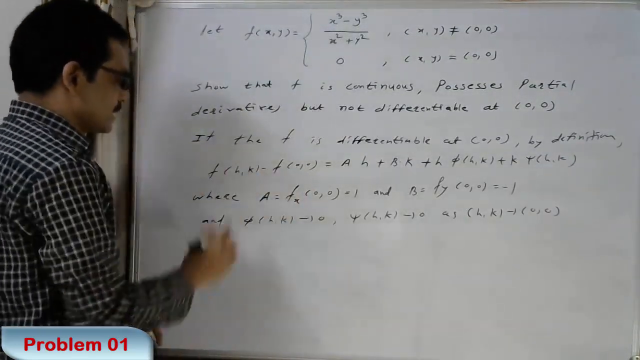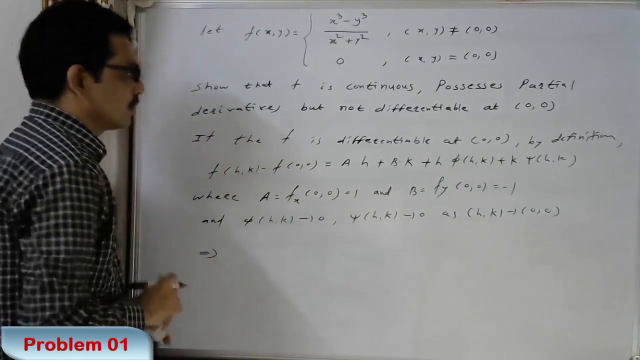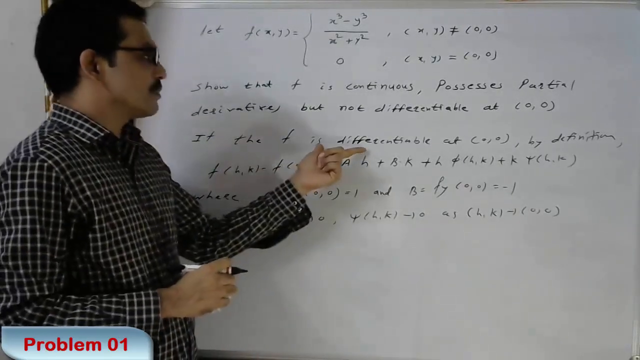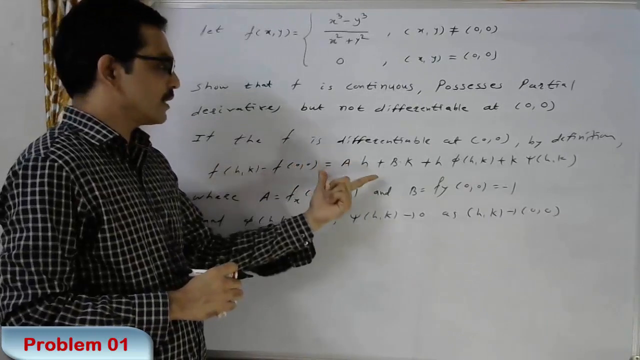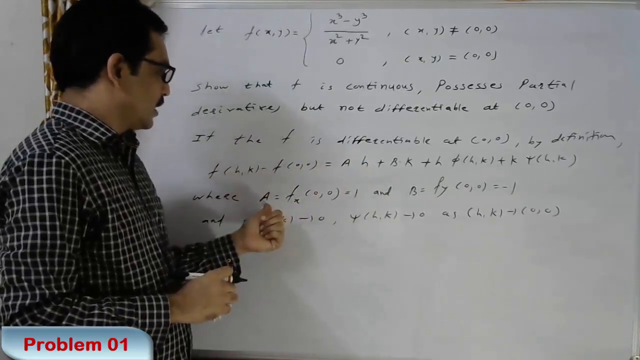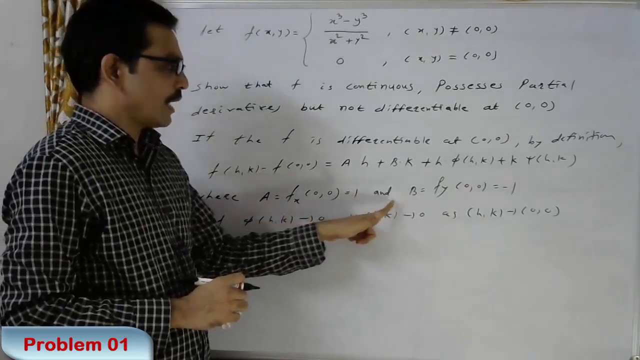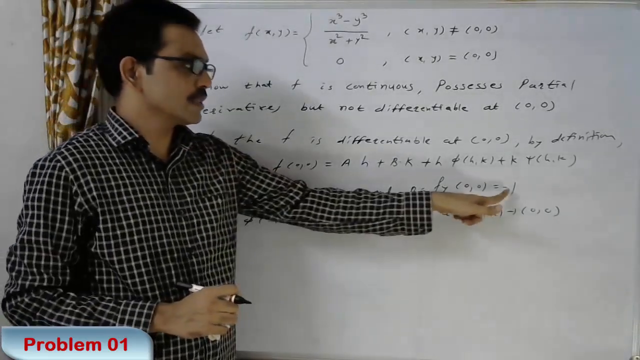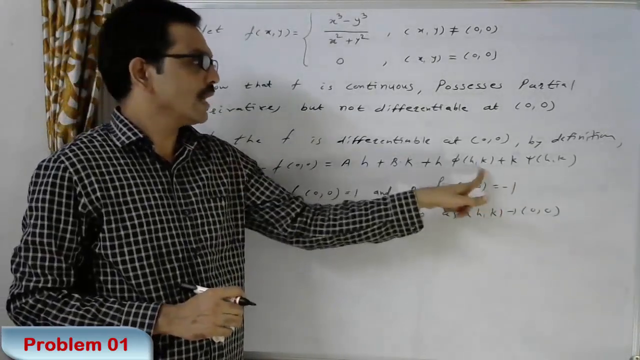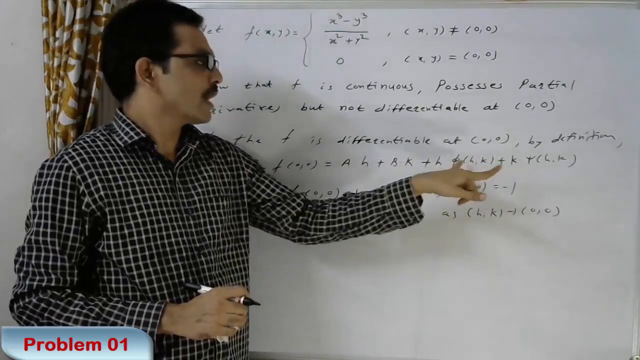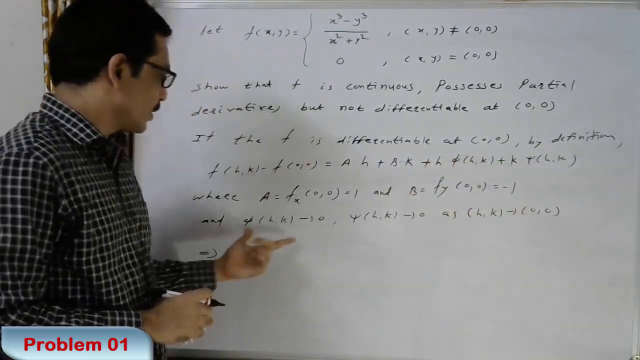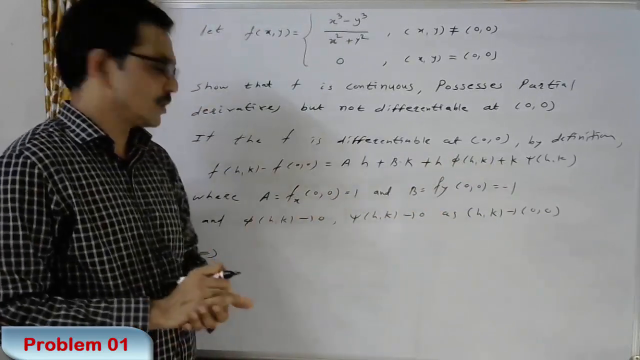Now this implies that, if the function f is differentiable at the point (0,0), then by the definition, where a is equal to f_x, which is equal to 1, and b is equal to f_y, which is equal to minus 1, phi and psi tend to 0 as the ordered pair (h,k) tends to (0,0).